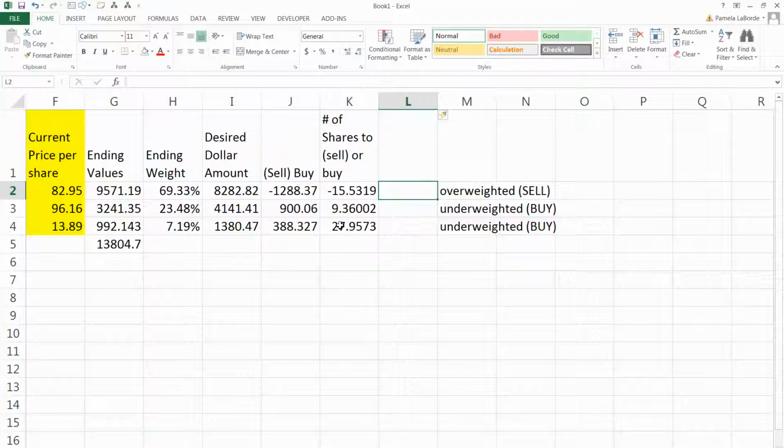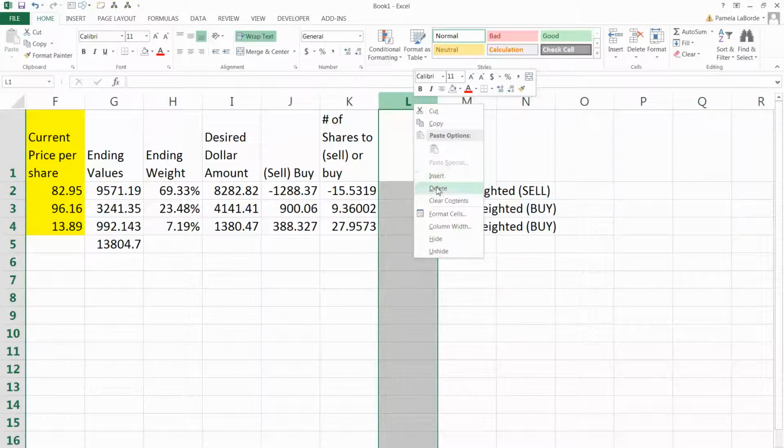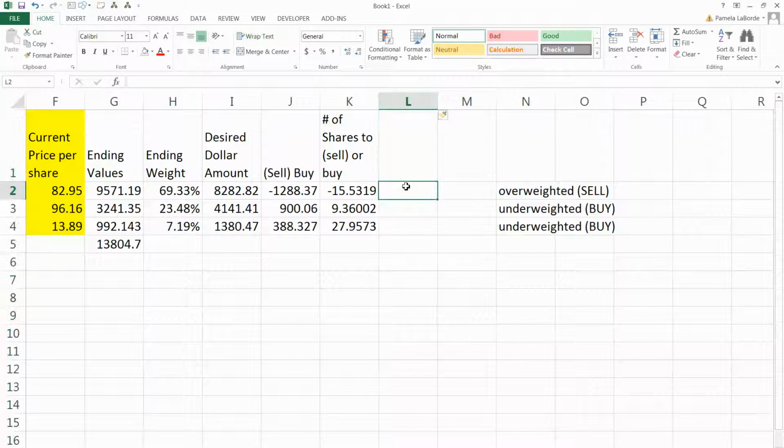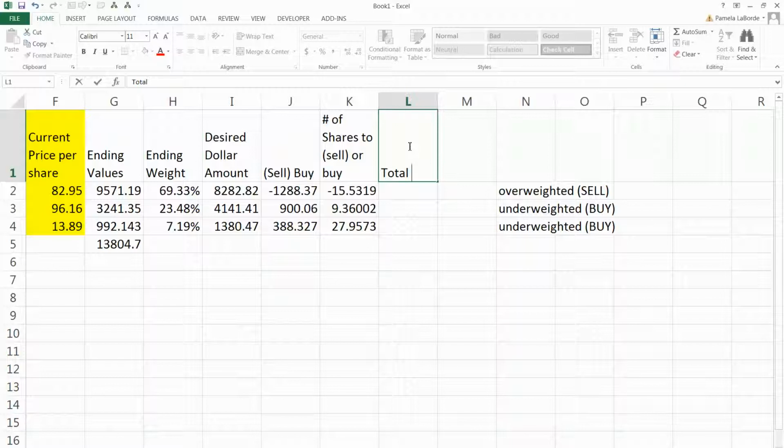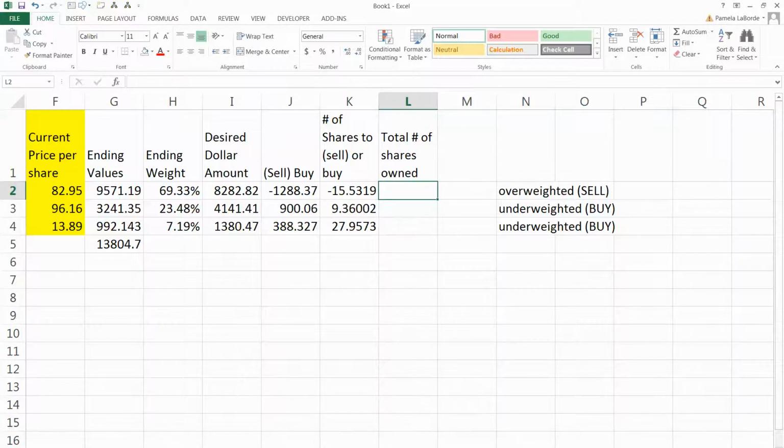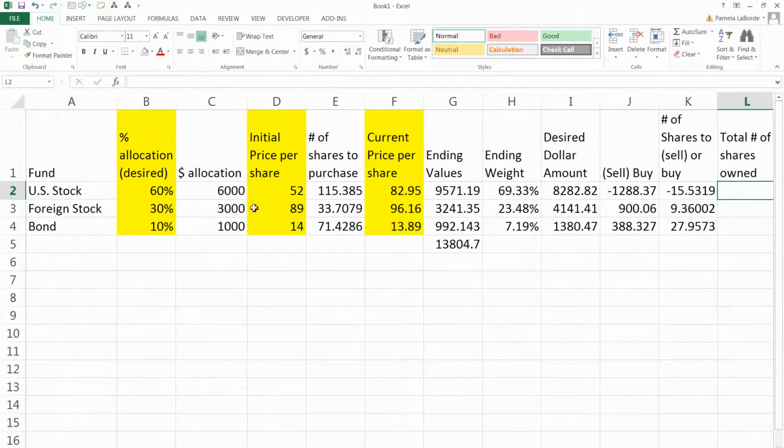Depending on what exactly I ask on the test, this might be your final answer. What I'm going to do next is just show you that this actually works out. This is not going to be part of a test question though. Or I might actually ask you the total number of shares owned. It all depends on exactly what I'm asking you on the test.